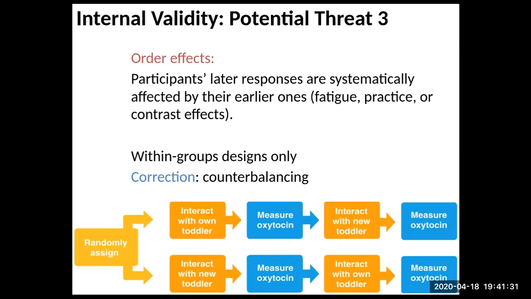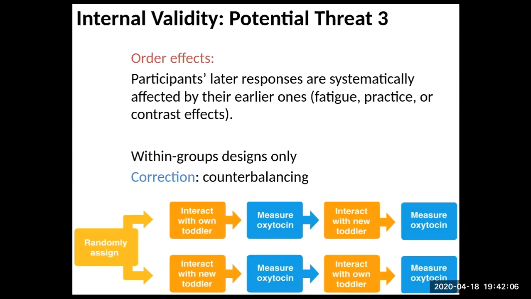So here in this group at the bottom, people are randomly assigned to either interact with their own toddler or interact with a new toddler. So in this experiment, let me explain. Researchers wanted to see if oxytocin levels, which is a sort of neurotransmitter that's not talked about as much in these classes, is higher for new moms or moms with toddlers when they interact with their own kid as opposed to when they interact with another kid.